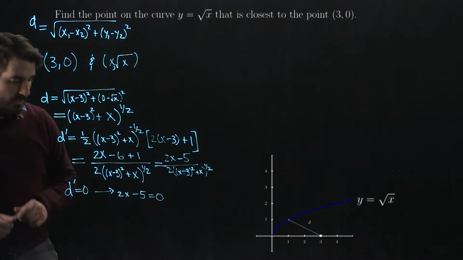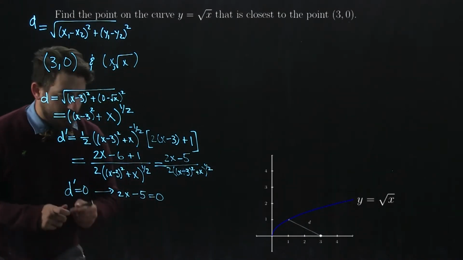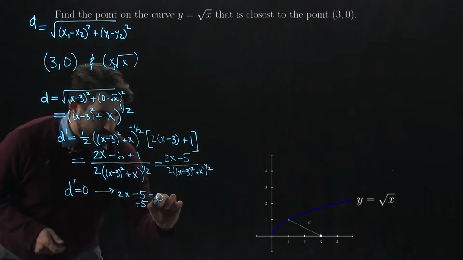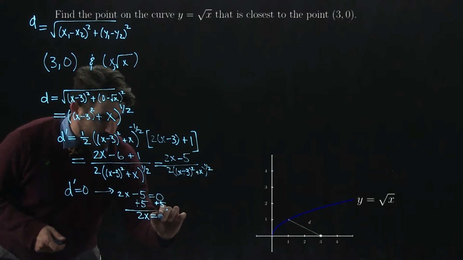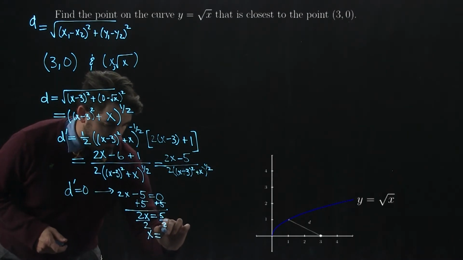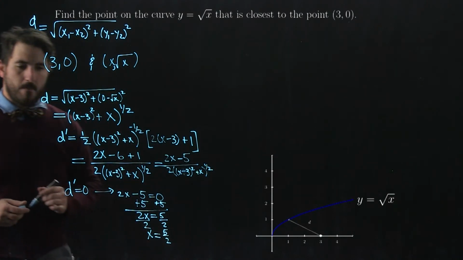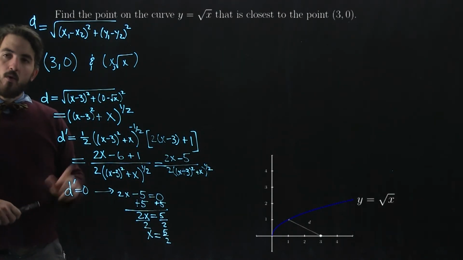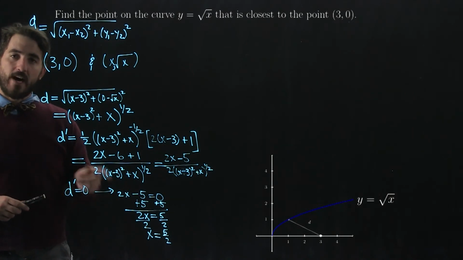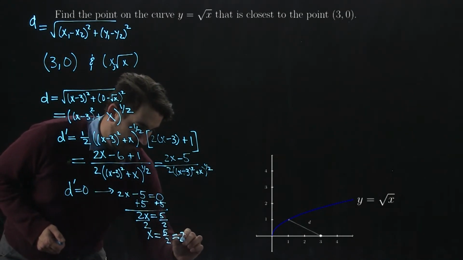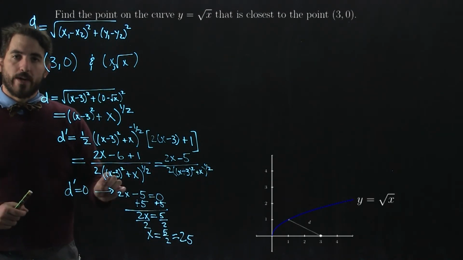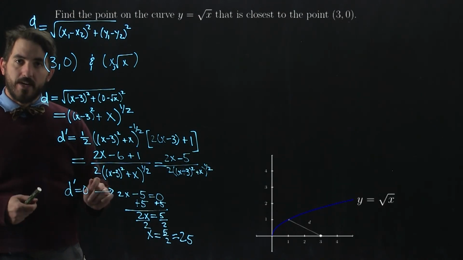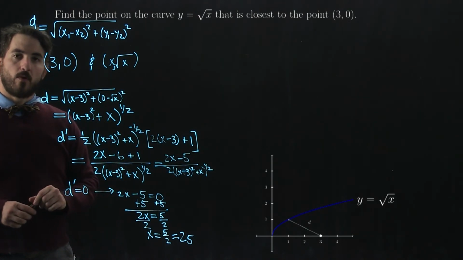So to solve this, I'm going to add 5 to both sides, and I get 2x equals 5. Divide both sides by 2, and I get x equals 5 over 2. What that is saying is, when x equals 5 over 2, or 2.5, we will have the x location for the minimum distance between (3, 0) and the curve.